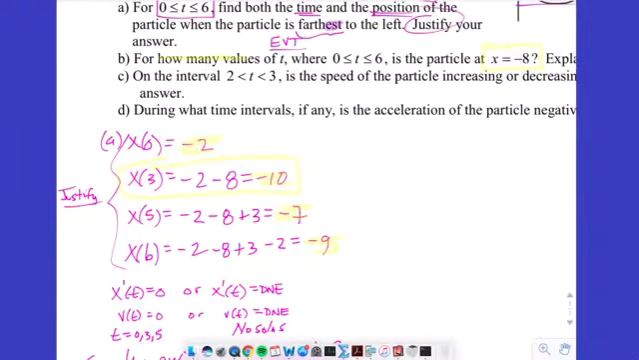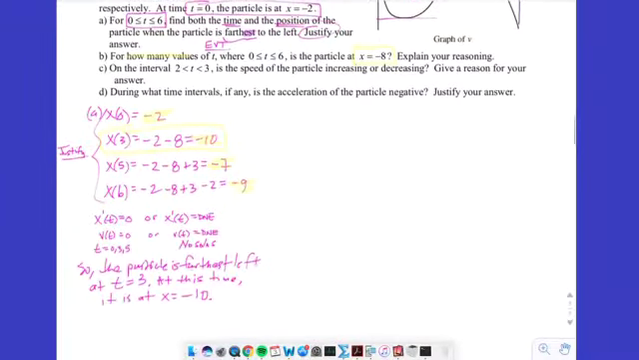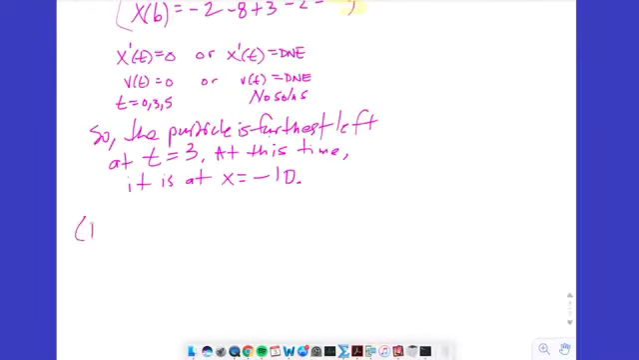Let's count them. It started at -2, right? And then we know it moved left. It went from -2 to -10. Did it pass through -8? Yeah, once, twice, or how many times? Just once, because we know on that interval it's moving left the whole time. All right, so then from -10, it went back to the right to -7. Did we pass through -8 again? Yep, so that was the second time. And then from -7 to -9, did we pass through -8 again? Yep. And so for part B, we could just say 3 times. And that's going to earn a check.